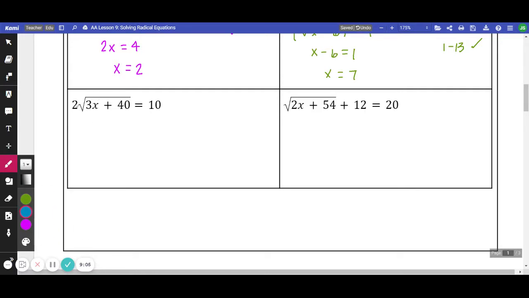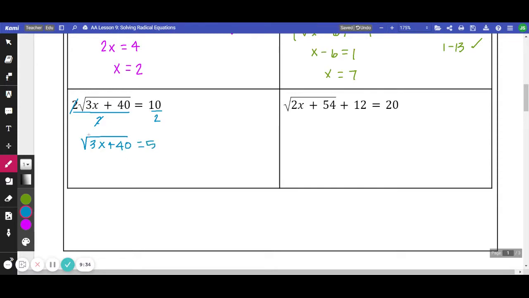Okay, so on this one, the 2 is not inside the radical, so I want to move that first. It is being multiplied by the radical, and the opposite of multiplication is division. So I'm going to divide this side by 2. That will cancel that out, and then I also have to do it on the other side. Divide this side by 2. So now I have the square root of 3x plus 40 equals 5.